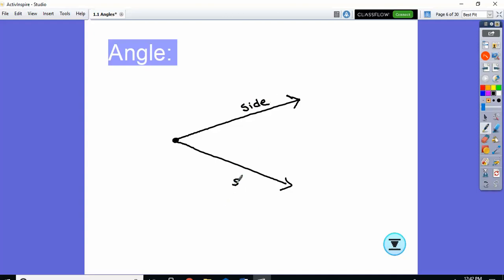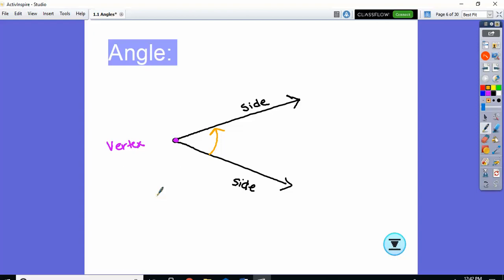So this is a side, and this is a side. What's the vertex? Yeah, the vertex is this point they have in common. Okay. The difference from geometry is that when we talk about angles, you will see an arrow drawn on the inside of our angle. And this arrow is going to be very important for a few things.